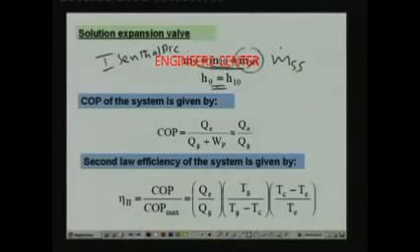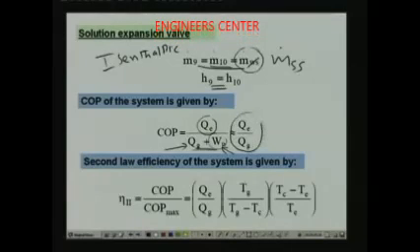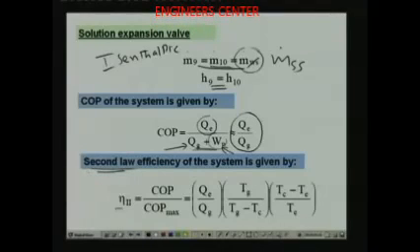Finally, the COP of the system is given by refrigeration capacity divided by the input to the system. Input is in the form of heat to the generator and the solution pump work. As we have seen in the last class, this is negligible compared to this, so this is approximately equal to QE by QG.